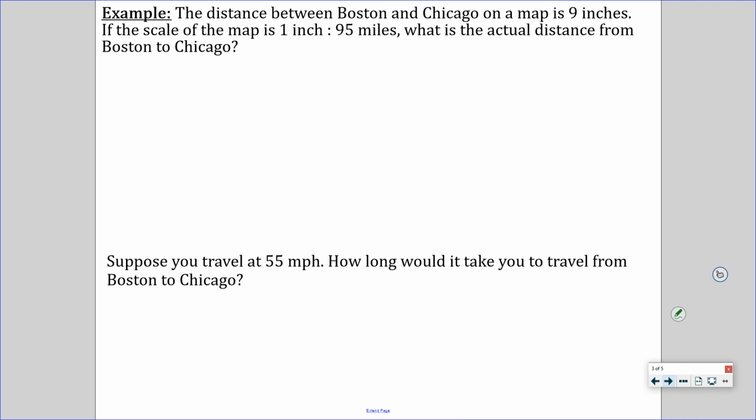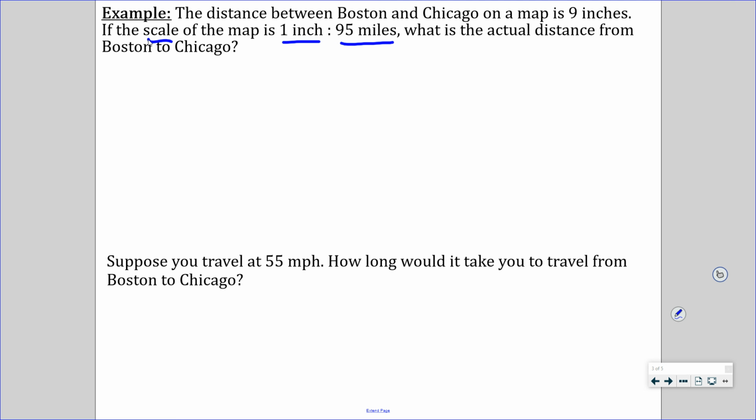Here's an example of a scale. It says the distance between Boston and Chicago on a map is 9 inches. Here's a scale. Notice how it has units. The scale of the map is 1 inch corresponds to 95 miles. What is the actual distance from Boston to Chicago? I know a lot of you could figure this out in one step, but we're just going to practice setting up the proportion. So that's what we're doing in chapter 7.